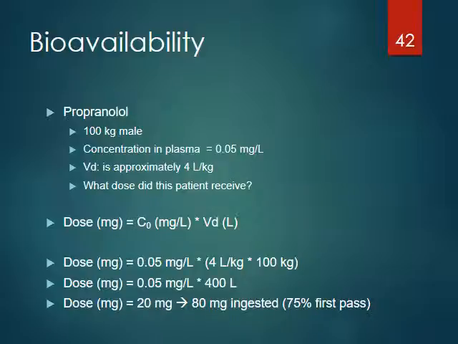So in this case, if we plug everything in, we'll see that 0.05 milligrams per liter times our volume of distribution, which for him is going to be 400 liters, because again, the volume of distribution is 4 liters per kilogram times 100 kilograms. So we'll have 0.05 milligrams per liter times 400, and then what it's going to equal is 20. So 20 milligrams is what the serum amount was in the patient. Going back and knowing that 75% of that dose was first pass, you can figure out that that 20 milligrams was originally 80 milligrams that the patient had ingested.